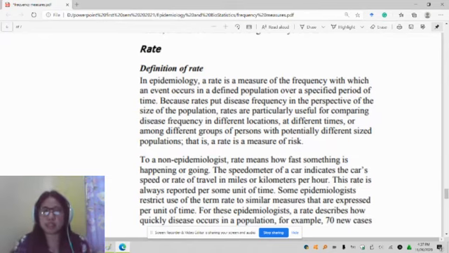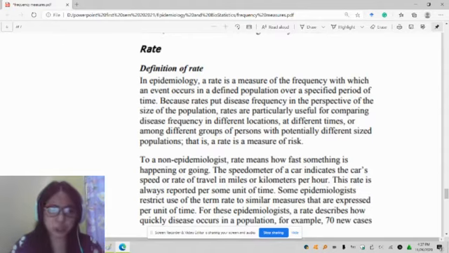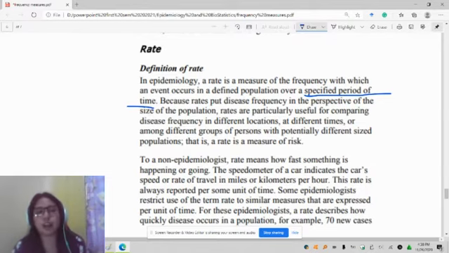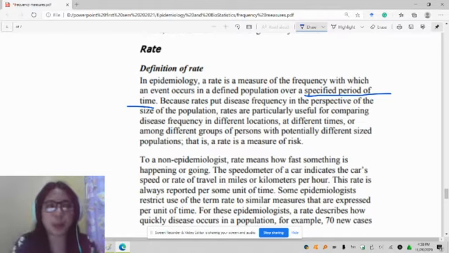And then next is rate. So we are already done with ratio and proportion. Now let us move to rate. As mentioned before, rate is different from proportion, or from percent. It is simply because the highlight here is that the population is defined over a specified period of time. It does not actually mean that if you just know the number of population, that's it. Because what matters here is the specified period of time.